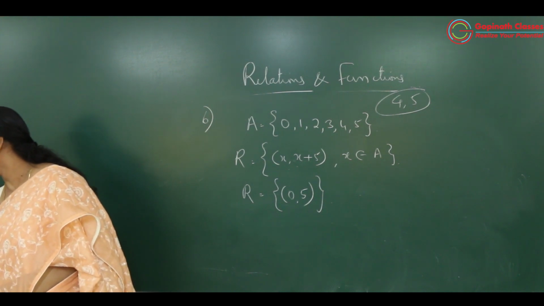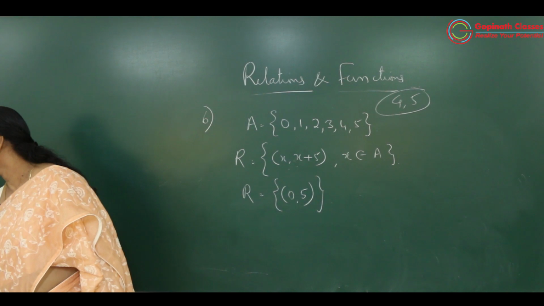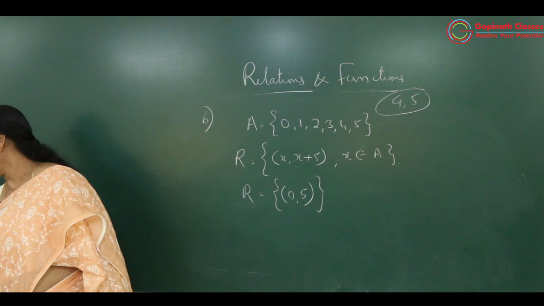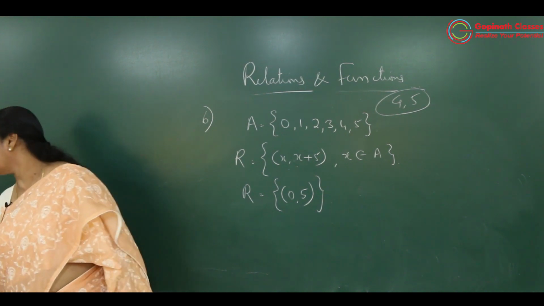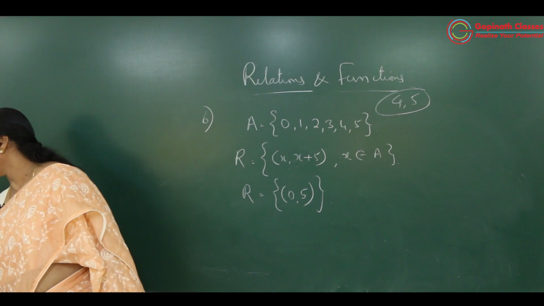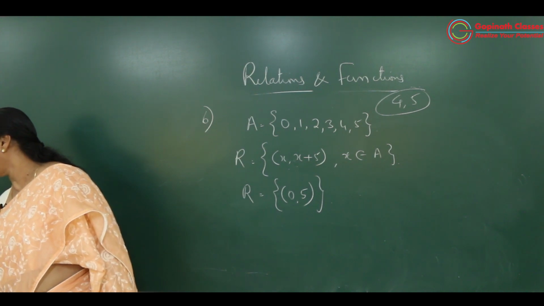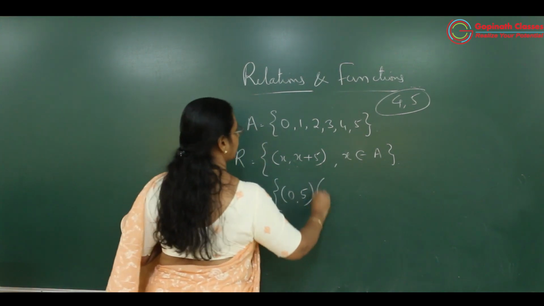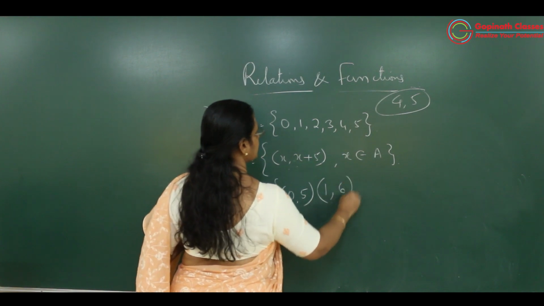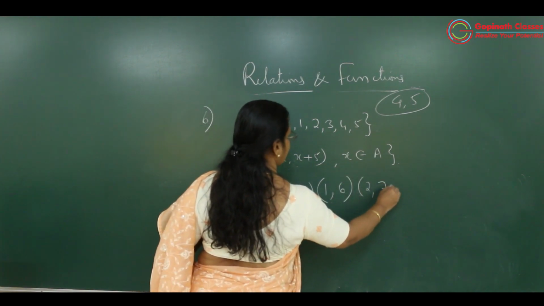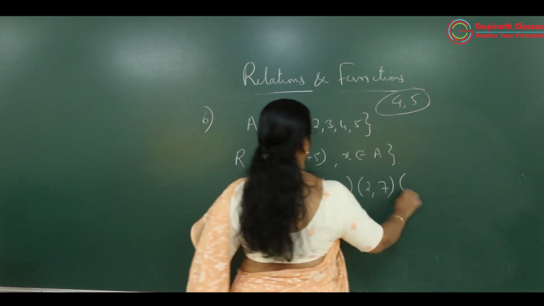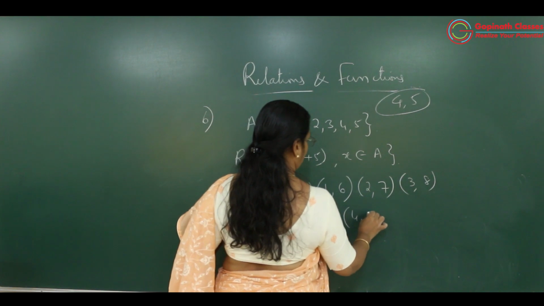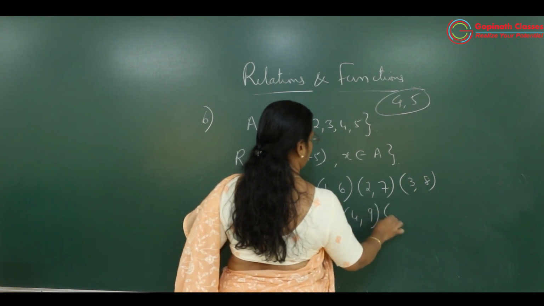Now, they are asking only for the domain and range. Achha, (x, x plus 5), where x belongs to this set and y can be anything. So we can have not (0, 5) only. It can be (0, 5), then (1, 6), then (2, 7), then (3, 8), then (4, 9) and (5, 10).